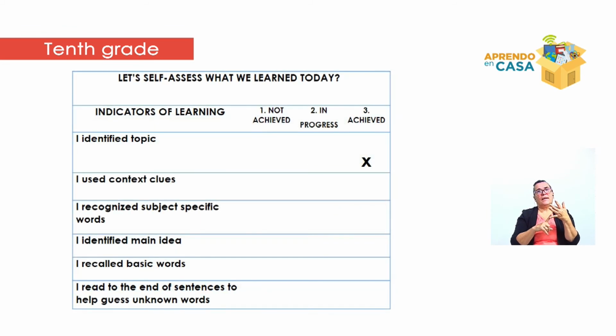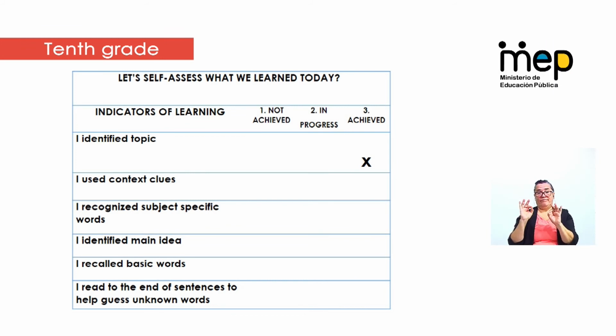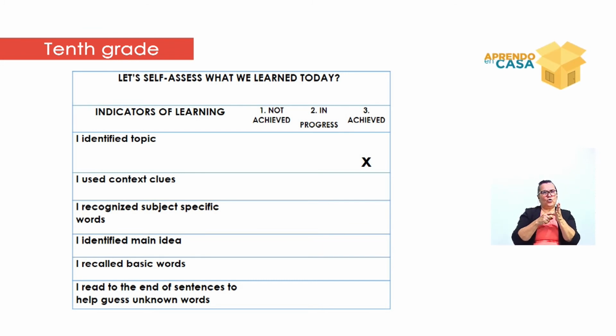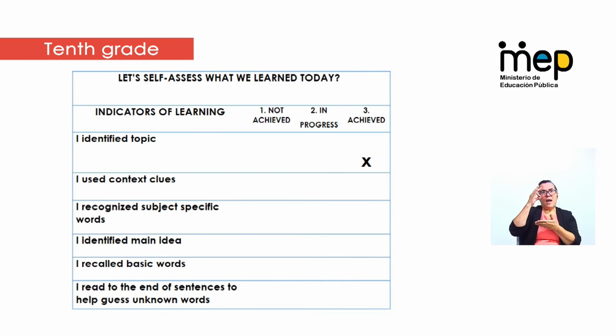Thank you. So we have some indicators, and you are going to check if you achieved them or not, okay? I identified the topic. I used context clues. I recognized subject-specific words. I identified the main idea. I recalled basic words. I read to the end of sentences to help guess unknown words. So think about that very carefully, guys.